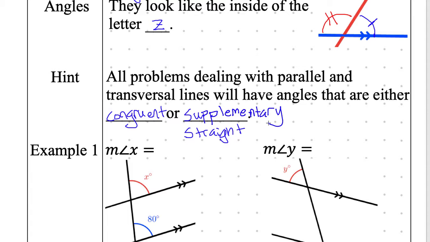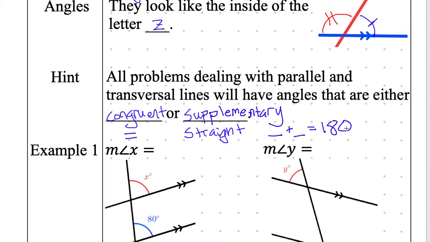So, those are your two options. Congruent, that means what? Equal. Thank you, Andres. And again, yell it out. Supplementary means it adds up to? 180 degrees. That means something plus something equals 180. Those are your only two possibilities.